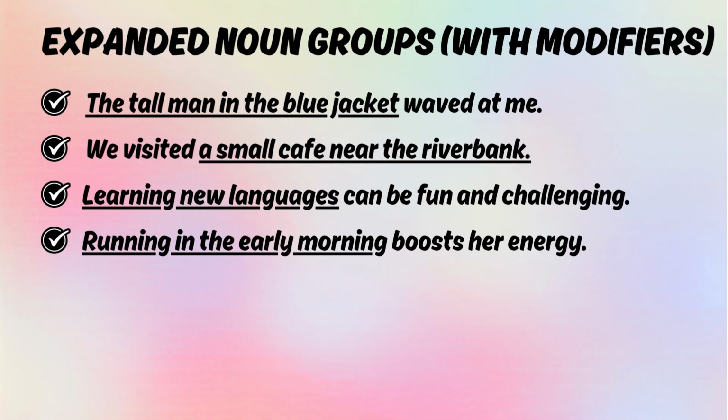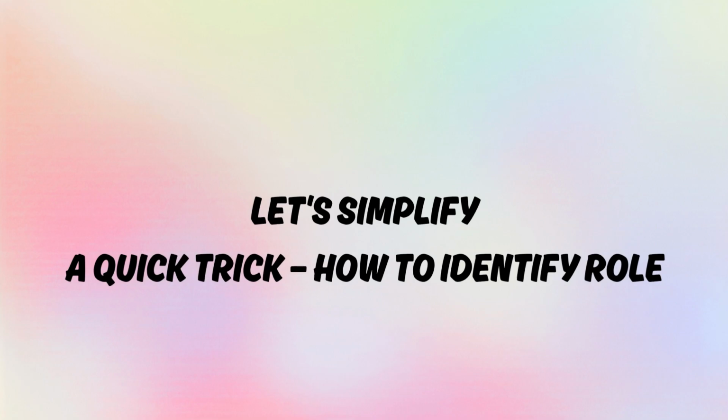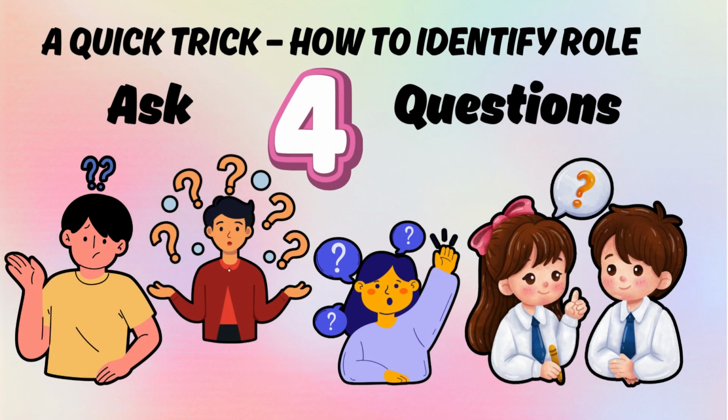Each of these gives us a fully functional noun phrase ready to act as a subject, object, or complement. So the structure may differ, but the role remains the same. They are all powerful noun substitutes. Now let's simplify things even more. How do we identify the role of a noun phrase in a sentence? There's a little trick. Let's understand it.